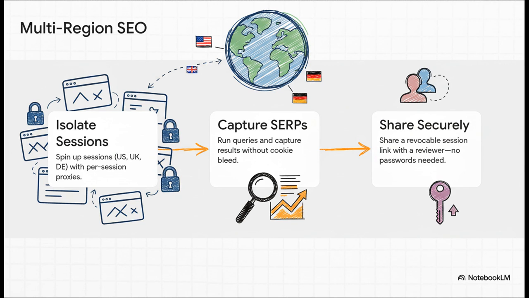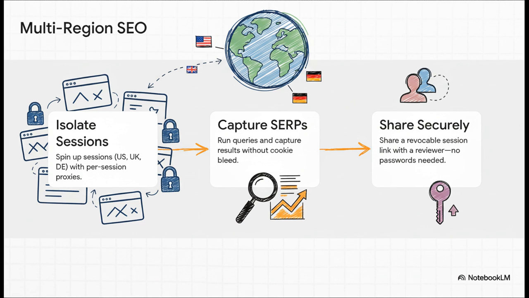So picture this. You need to see exactly what Google search results look like in the US, the UK, and Germany. Simple. You just spin up 3 totally isolated sessions, slap a region-specific proxy on each one, and run your searches. The beauty is, the results are perfectly clean. There's zero cookie bleed between them. And get this, you can even share a special link to a live session with a client so they can see for themselves.